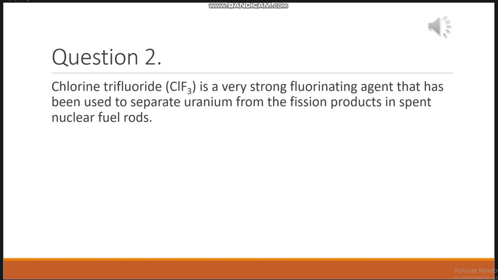We begin with the information that chlorine trifluoride, hereafter referred to as ClF3, is a very strong fluorinating agent that has been used to separate uranium from the fission products in spent nuclear fuel rods. Now, this doesn't come in handy for the rest of the question, but knowledge is power. So, yeah.